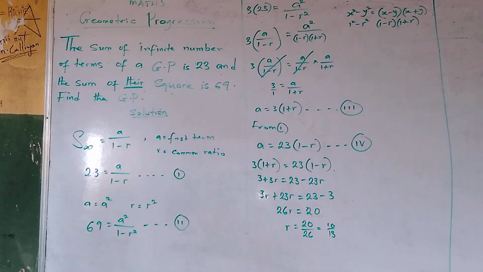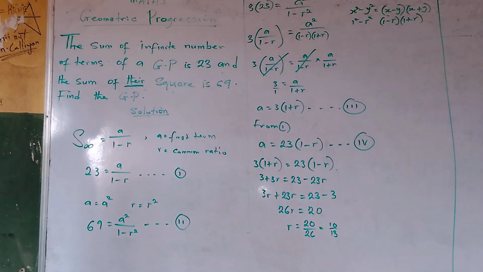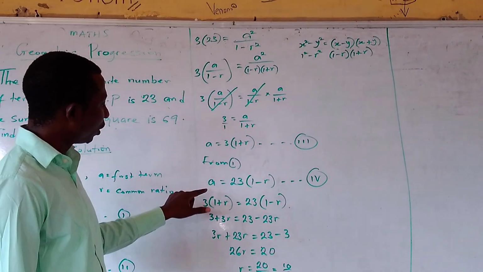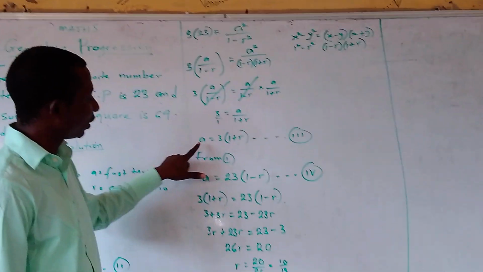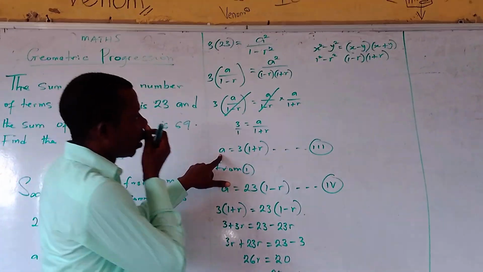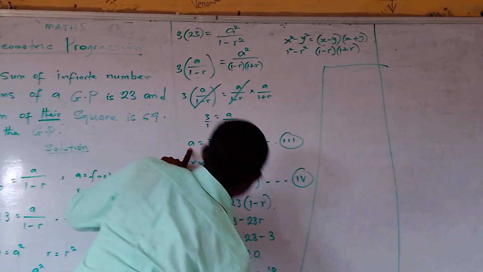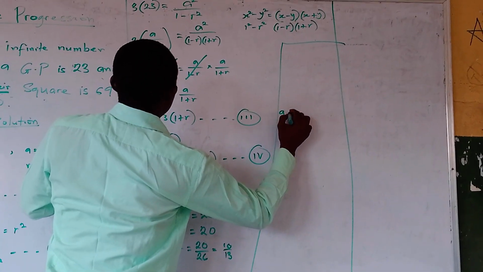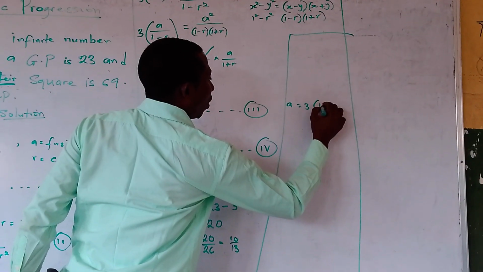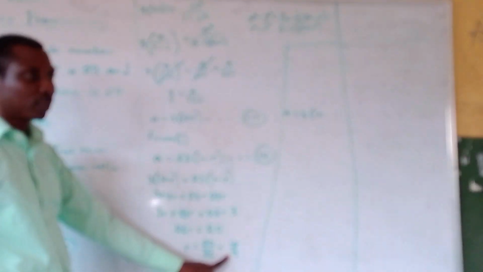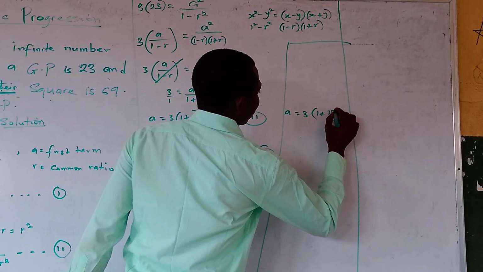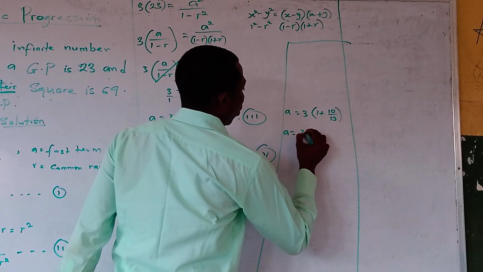Now, we can go further and get the first term. Now let's look at this equation we have there. Either we go to equation 3 or equation 4. Now let's go to equation 3. In equation 3, A is what? A is 3 open brackets 1 plus R. What is R? 10 over 13. So A is 3 open brackets.